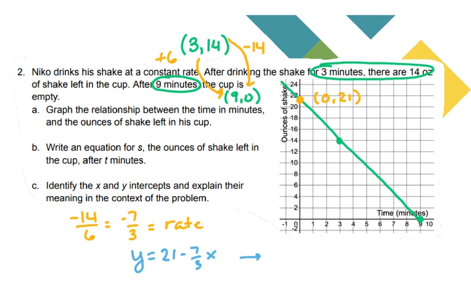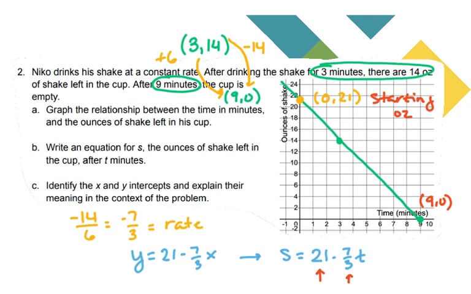And if you want to use letters that make sense and say something like S equals 21 minus 7/3 T, that's totally fine. You can use whatever letters make sense. But as always, we start with how much do we have at the beginning, and then we think about how much are we losing every time a minute goes by. So what are our X and Y intercepts? Well, definitely (0, 21) is my starting ounces. This is what I had at the beginning, and there we go. And then this one here at (9, 0), that is how much time it took to drink the whole thing.